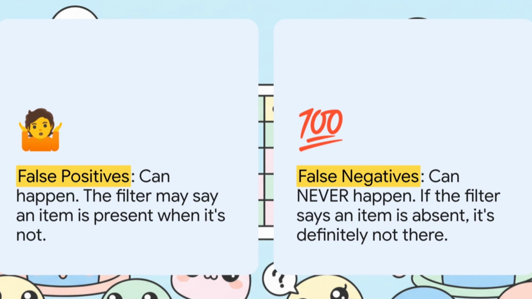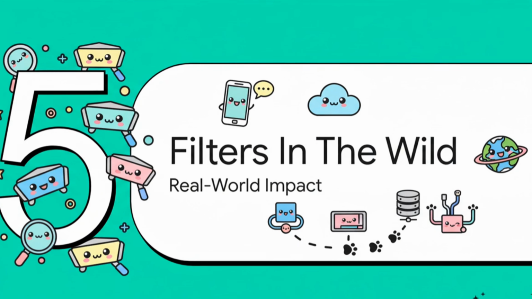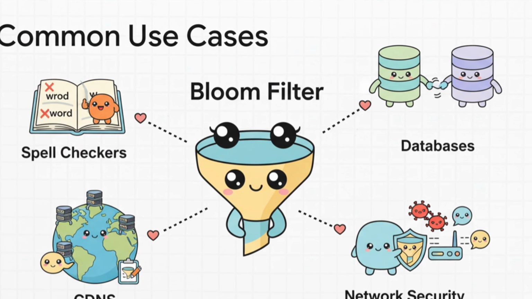And think about our original problem with a cache. This is perfect. We don't mind if a few bogus requests slip through by accident. What we care about is blocking the vast, overwhelming majority of them with total certainty. Okay, so now that we get the genius behind this trade-off, let's go on a hunt. Let's find these filters out in the wild and see the real-world impact they're having. And trust me, they are everywhere.